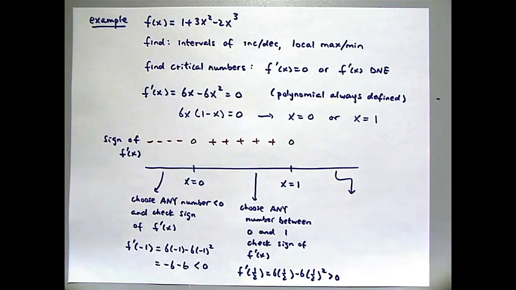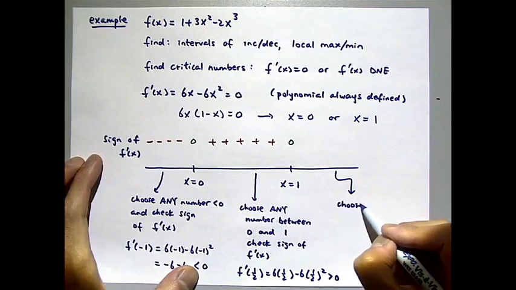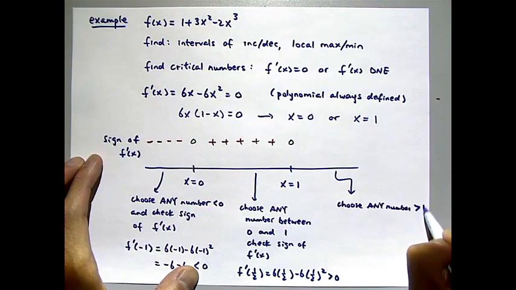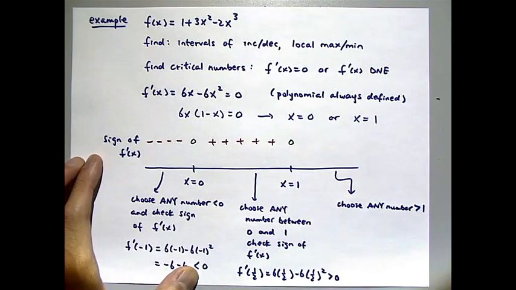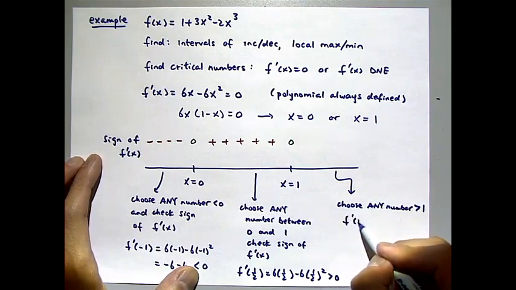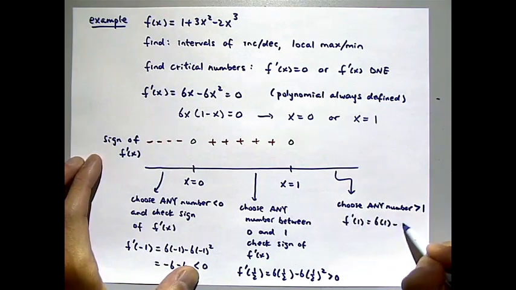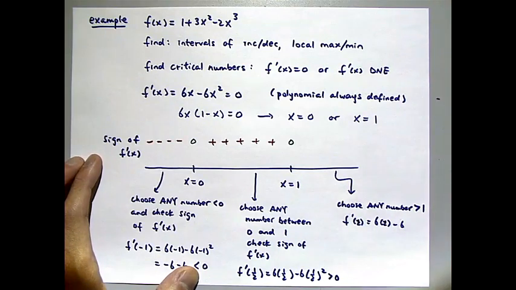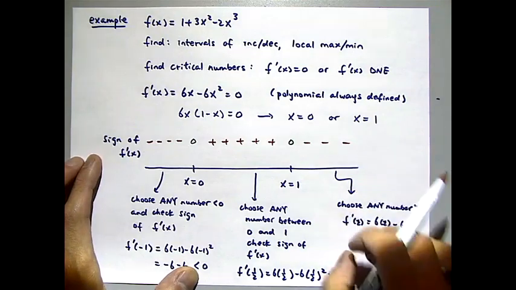Here, same idea. You choose any number bigger than 1. To the right of 1 means bigger than 1. Check the sign. So we get 6 times 1 minus 6 times... No, I can't do 1. 2 will do. You cannot choose 1. You've got to go something bigger than that. And we get, that's clearly a negative number. That's all I care about. Negative, negative, negative.